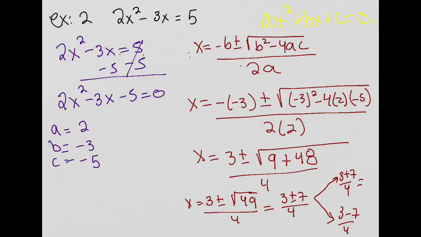3 plus 7 is 10 over 4. And 3 minus 7 is negative 4 over 4. So this simplifies to 5 over 2, and this simplifies to negative 1. So x equals 5 over 2 and negative 1.